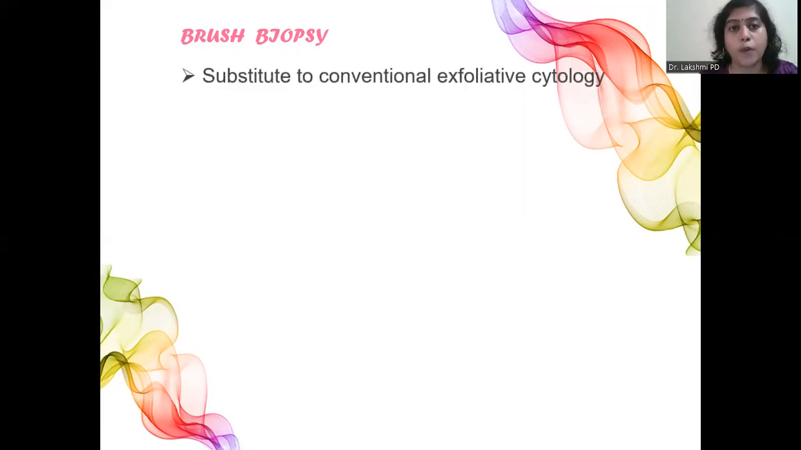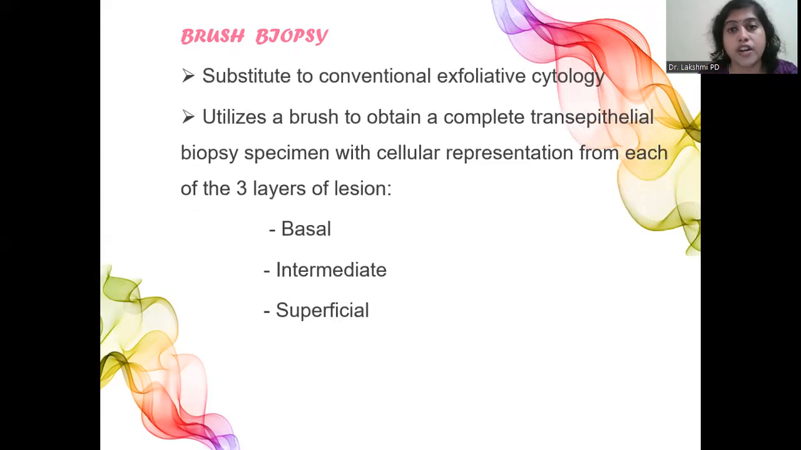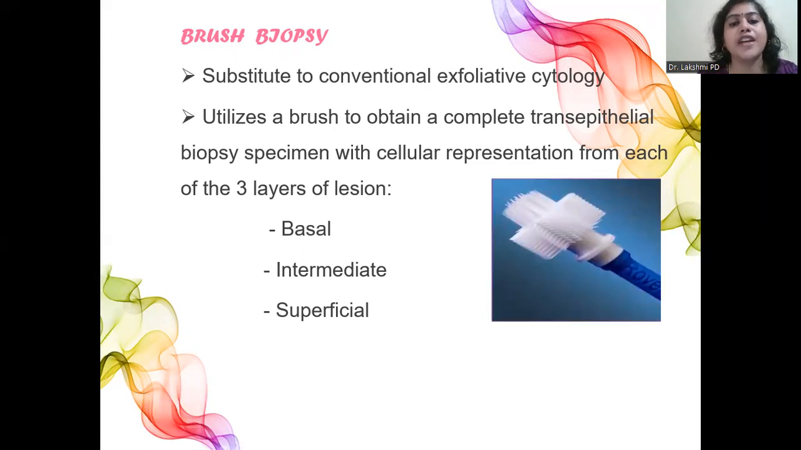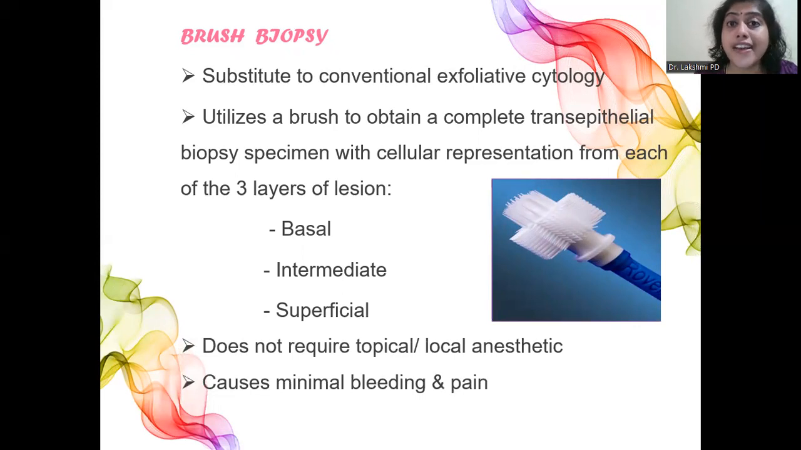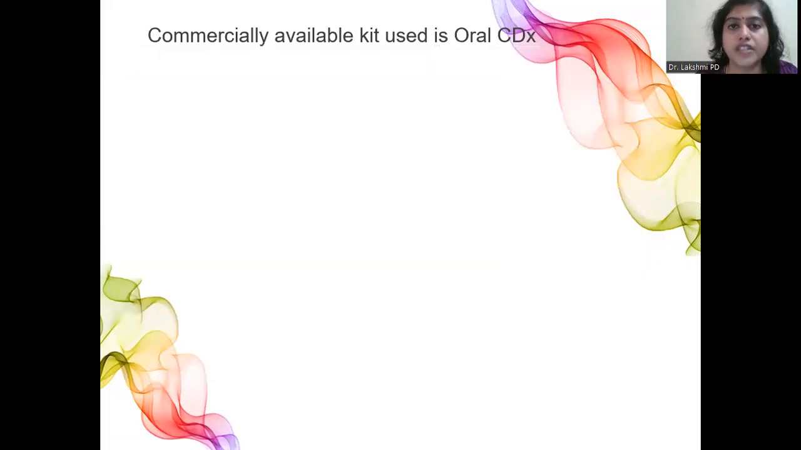Now, moving on, the other better way of doing an exfoliative biopsy is basically a brush biopsy. It's a substitute for your conventional exfoliative cytology. It basically uses a brush, and once you place it on the patient's suspected lesion, you are able to get a biopsy specimen which has all the three layers, that is both your basal, intermediate as well as your superficial layer. This again does not require topical or local anesthetic, and it causes just very little bleeding as well as pain, which can be tolerated by the patient.